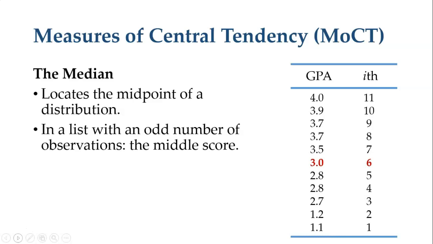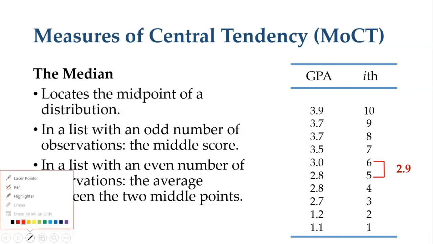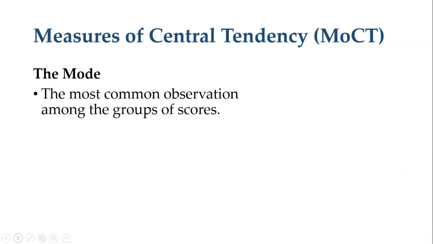When the list has an odd number of observations, you go to the actual middle score, such as, in this case, 6. But when the list is even, you just take the average of the two middle points. Okay? The mode is the most common observation among the scores. Okay?